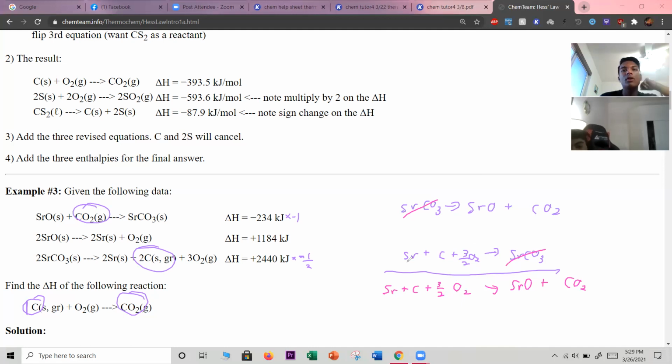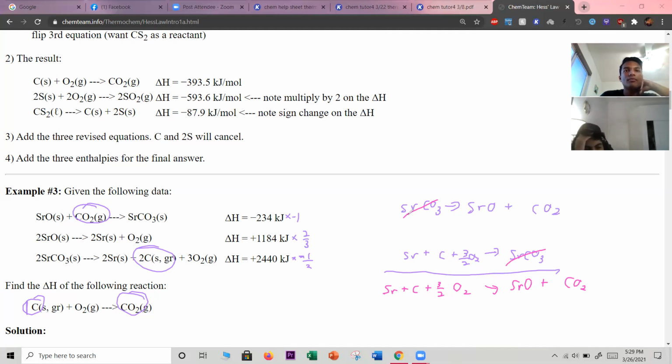Okay. So now how do we make it so that we end up with one O2 on the left side? What should we do to this one? Divide it by 3/2. If we multiply, think of everything in terms of multiplying. Multiply by 2/3. So what would you get if you multiply the second equation by 2/3?